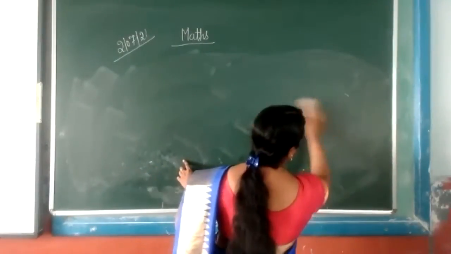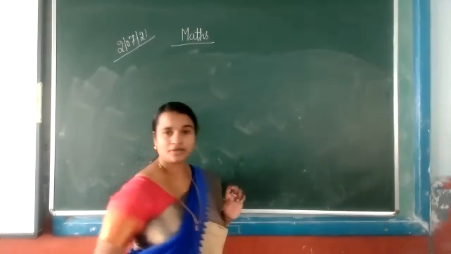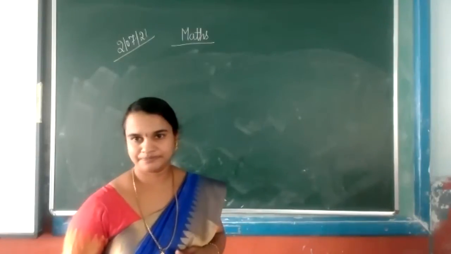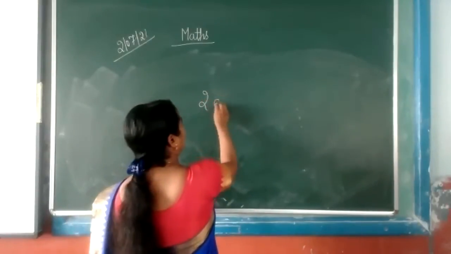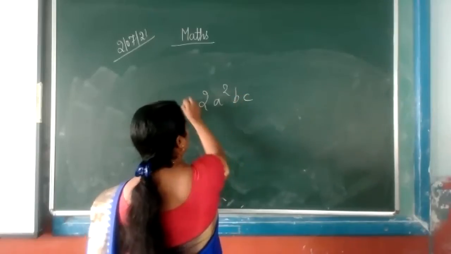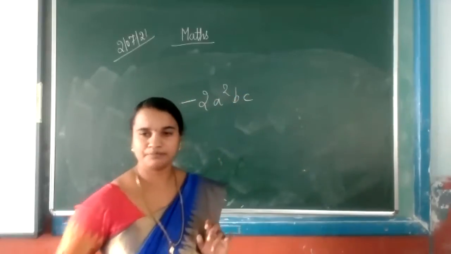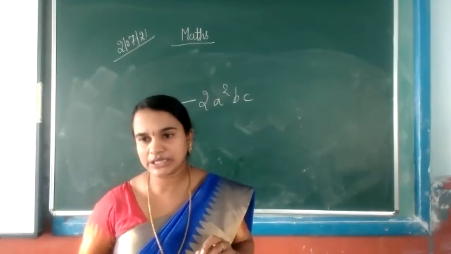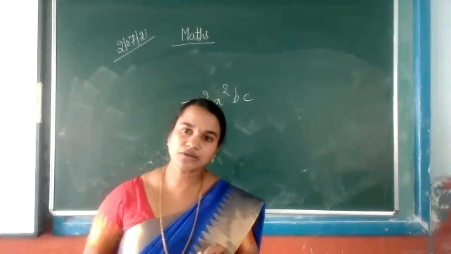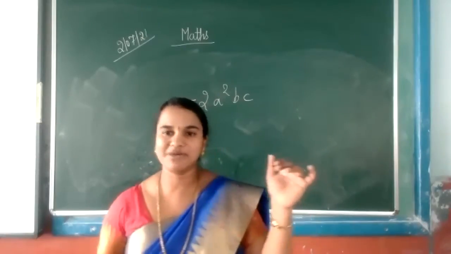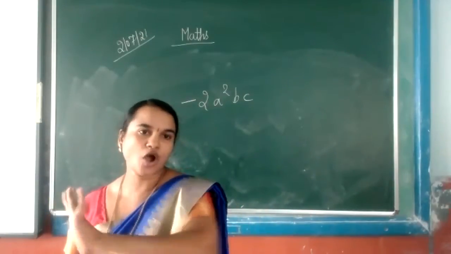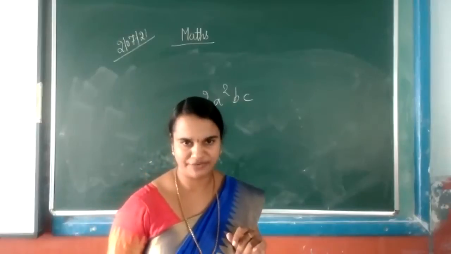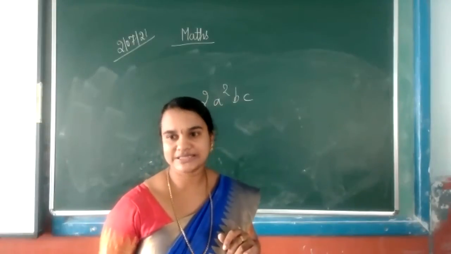After that, we will go to the coefficient. Now it is given 2a square bc and the sign is given minus. We will find out the literal coefficient and numerical coefficient. Numerical coefficient means always the numbers 1, 2, 3, 4, 5, 6. All this we will say as the numerical coefficient along with the sign.